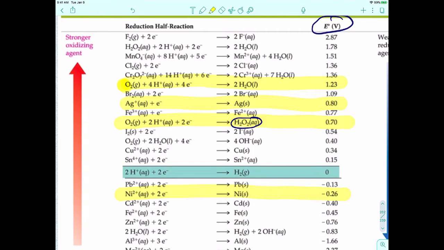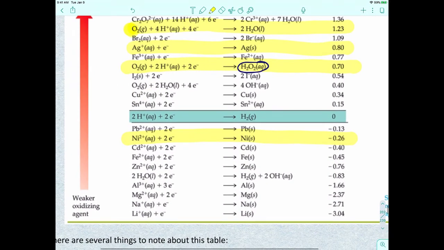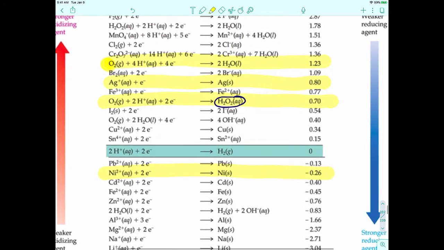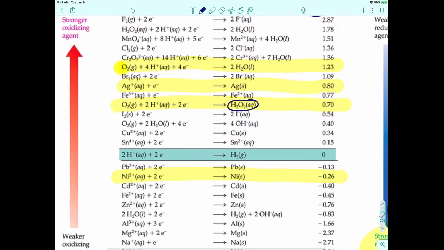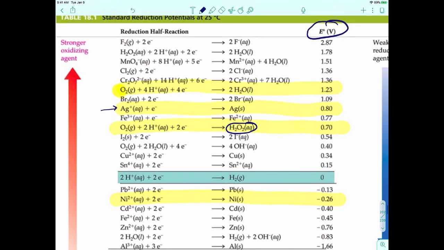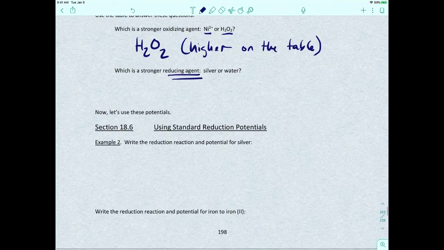All right. So for this one, which one's going to be stronger? Is it silver or water? And we're looking at the stronger reducing agent, which, remember, reducing agents are going to be on the bottom. So the ones closest to the bottom are going to be the stronger ones. So in this case, since silver is below either of the water equations we've got, silver is going to be the stronger reducing agent, okay, because it's lower on the list.